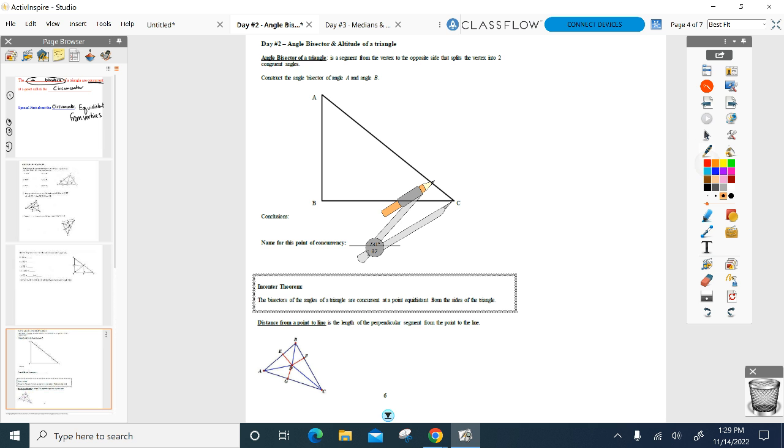Hopefully it's not too large here, because we're going to be doing a couple arc marks. There we go, right through angle C. Everyone's got 2 points of intersection, correct? Let's put your compass point on one of those points of intersection for me.